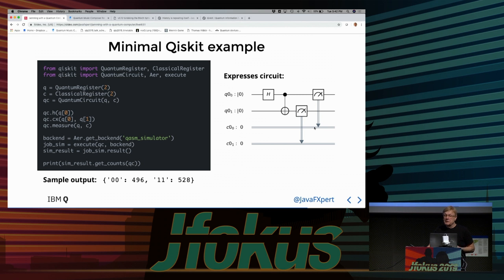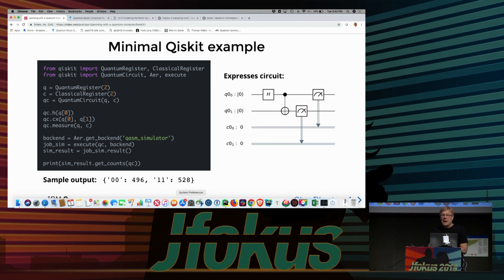And then we take some measurements, measure them into the classical registers, and we're off. We can then measure it and see what the results are. Sample output here, we're going to get 0, 0 about half the time, and 1, 1 about half the time.